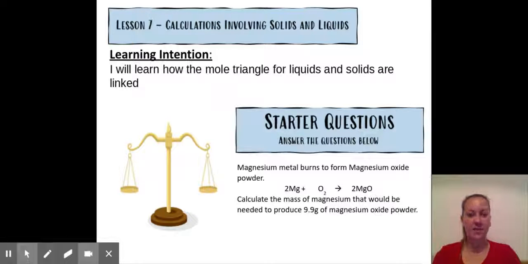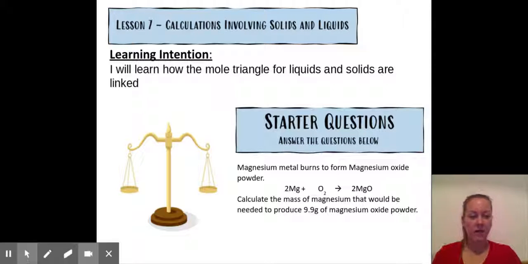Hi guys, this is lesson 7 of the mole and calculations topic. This is calculations involving solids and liquids. So what we're going to do today is have a look at the mole triangle for liquids and solids and see how they are linked and can be connected.